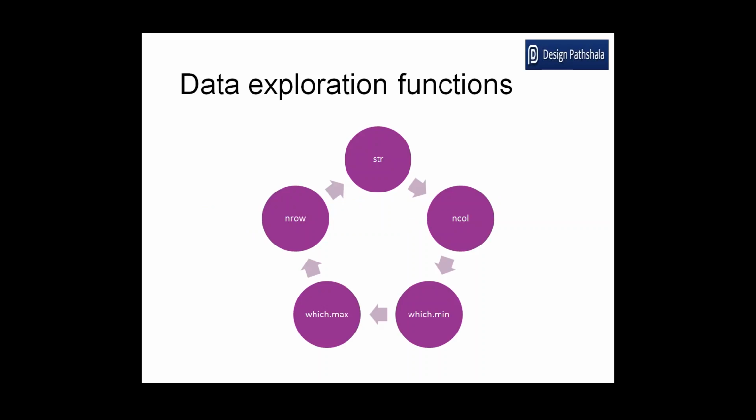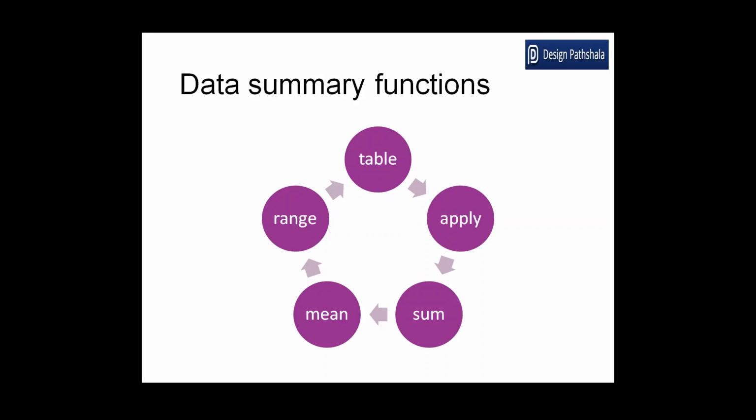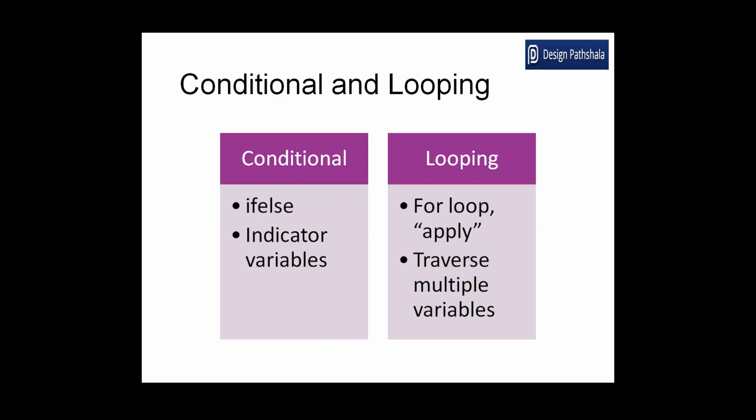Then it is continued with a few more data exploration functions. So all are having sense in terms of logical flow. We have to apply these things in order to understand this data. Then data summary functions: table, range, apply, mean, sum. Then we'll do conditional and looping. Conditional we will apply using if else, and there are two ways of looping. One is for loop and another is the apply function, which I'll tell you how to do.